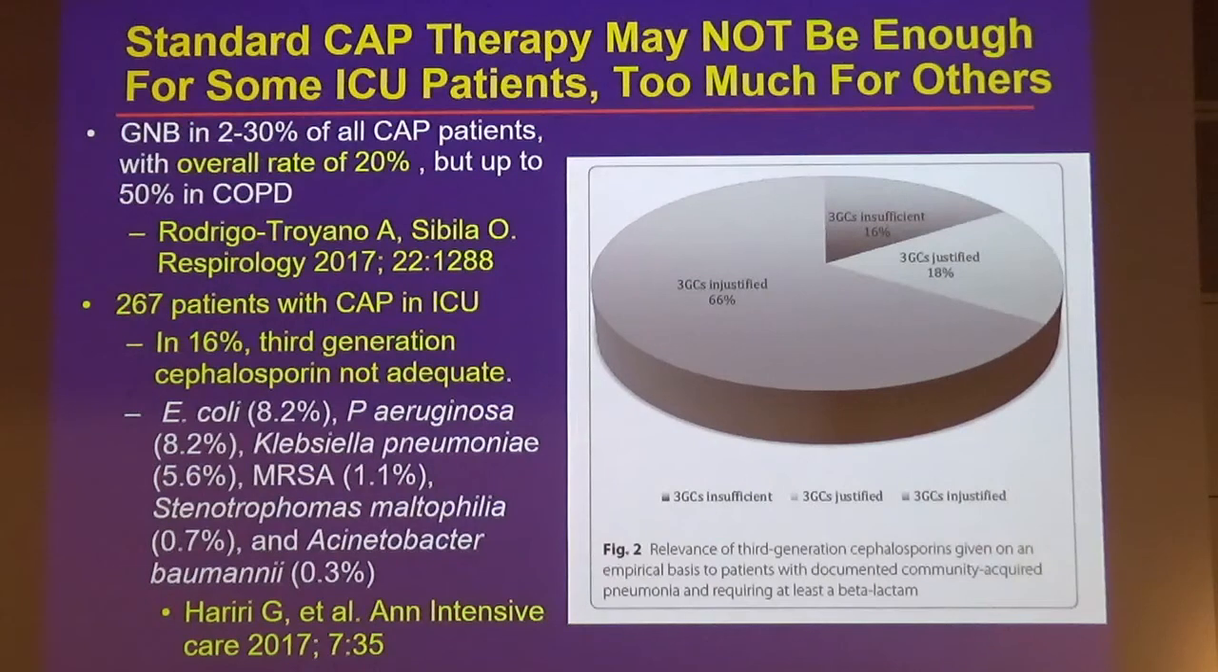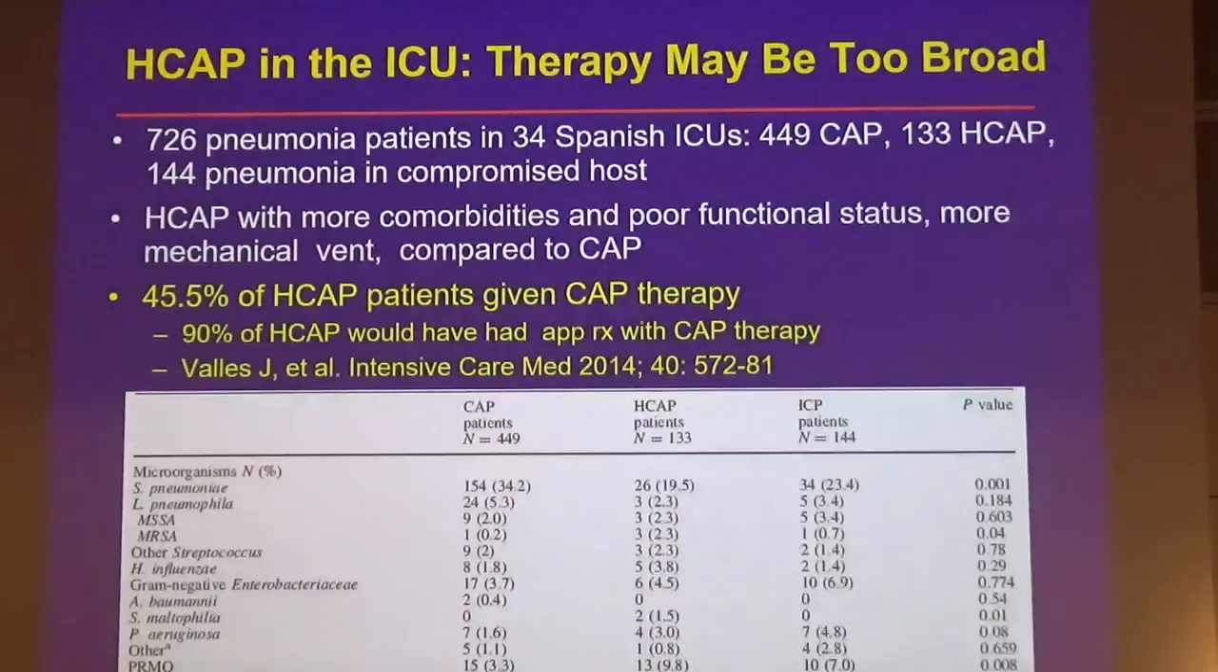So we have 3 populations of CAP patients alone: some where we're not treating them broadly enough, some we're treating too broadly, and some we're getting just right. And so we need to have a way of thinking about this that's different from what we're currently doing.